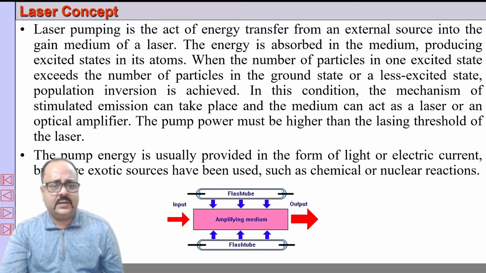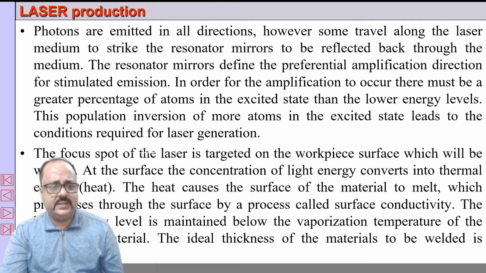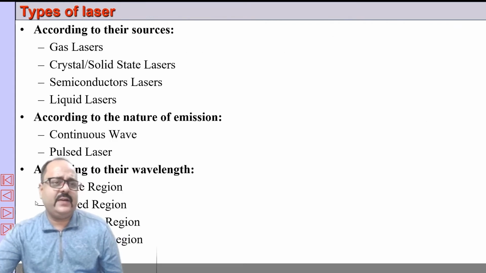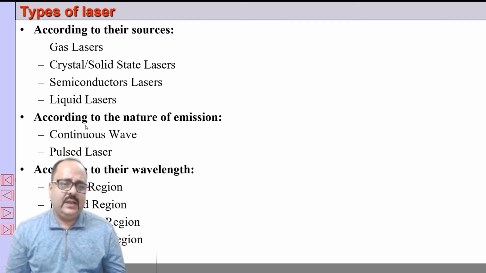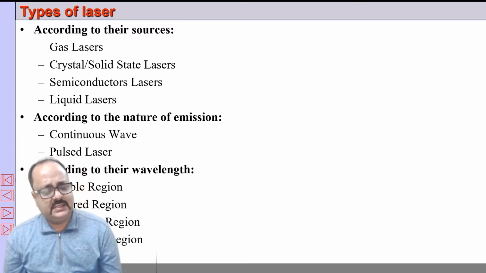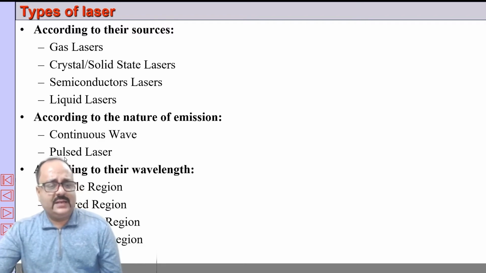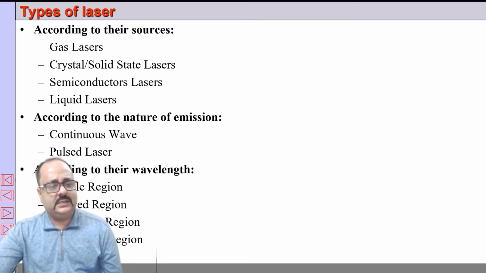Okay. So what are the different types of lasers that we will be discussing? You can classify lasers according to whether it is a gas laser, solid state laser, semiconducting laser, or liquid laser. Also, a laser can be a continuous wave laser or a pulsed laser. The pulse can be short pulse, long pulse, whatever it is. Again, there are pulsed lasers of various types. We can also classify lasers according to wavelength: visible region, infrared region, ultraviolet region, microwave region, X-ray region.